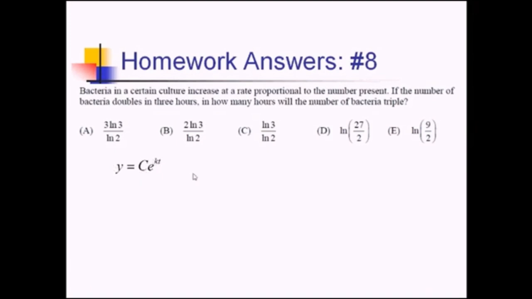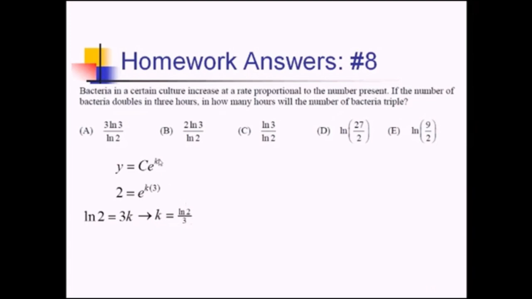So to get the k value, they told us that the number of bacteria doubles in 3 hours. So that means when time equals 3, we can use 2c for the y value. So we've got 2c equals ce to the k times 3. And to solve this, we're going to have to ln both sides to get this 3k out of the exponent. So we have ln of 2 equals 3k. So k then equals ln of 2 over 3. Now this was a no calculator problem, so you really just had to leave it like that and hope for the best.